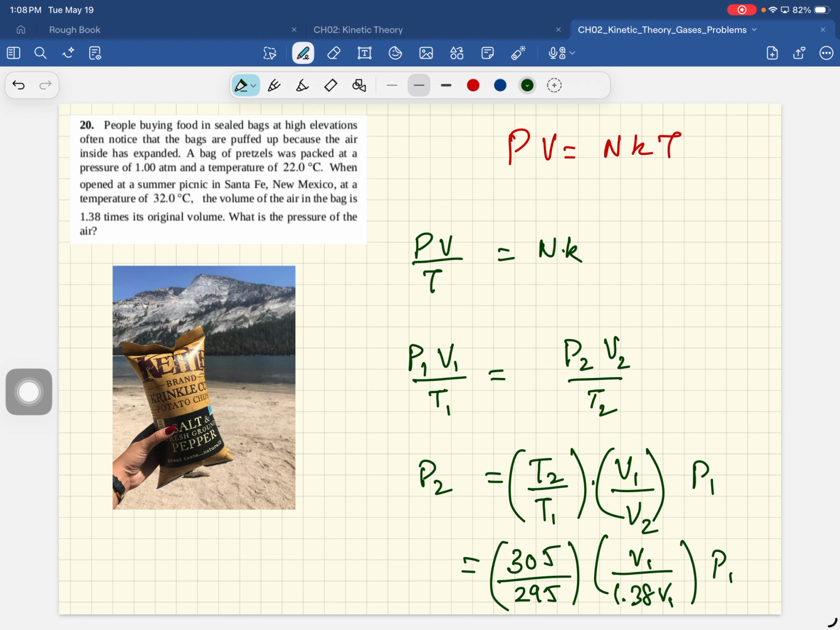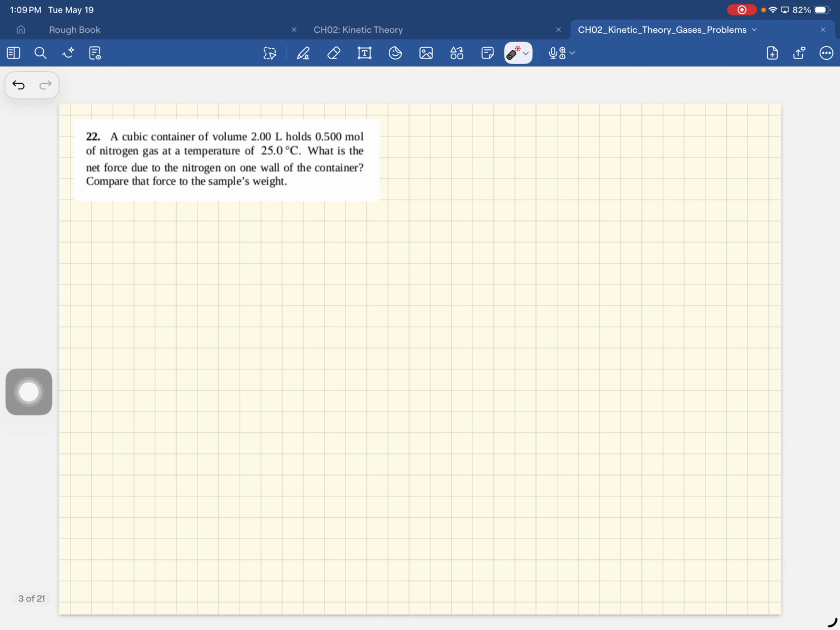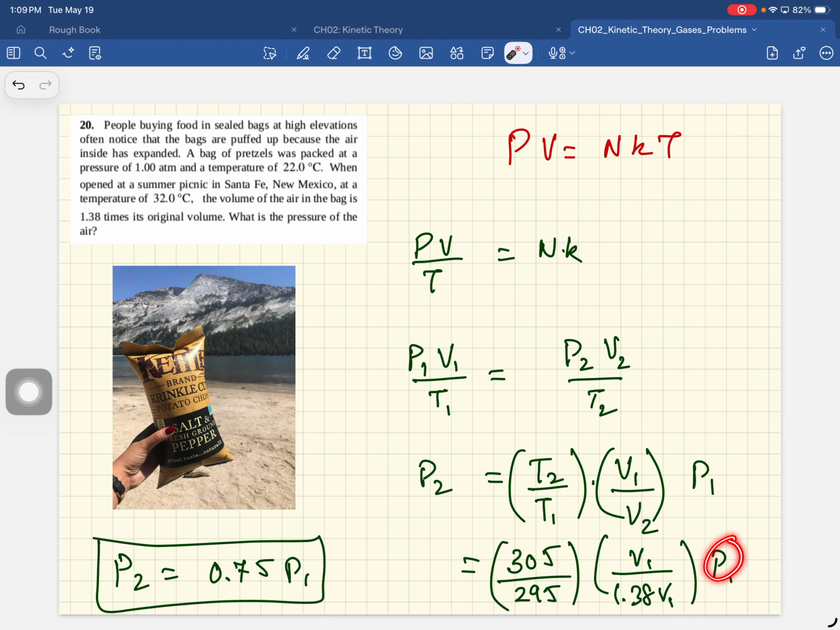So half a mole is 14 grams. So the weight is mg, which is 14 times 10 to the minus 3 kgs times 10 meters per second squared, 0.14 newtons. So the weight of this gas is very small compared to the force that it's exerting on the walls. The force that it's exerting on the walls is 100,000 times greater than its weight.